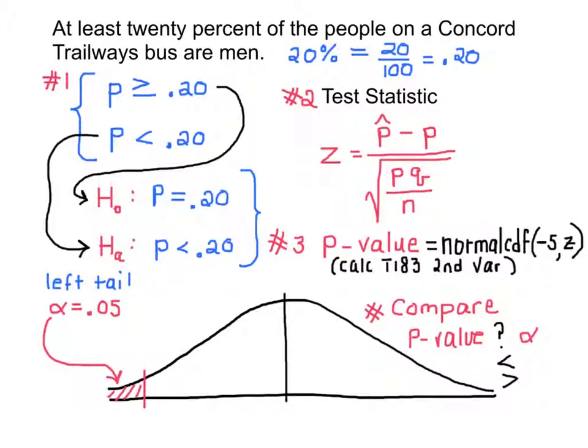On the other hand, if the p-value is greater than the significance level, then the z-score falls to the right of the tail. And in this case, we fail to reject the null hypothesis. We say that p is equal to 0.20, 20%, or greater than 20%, not less than. So this is the basic procedure for hypothesis testing, and in our next video we'll try some examples.